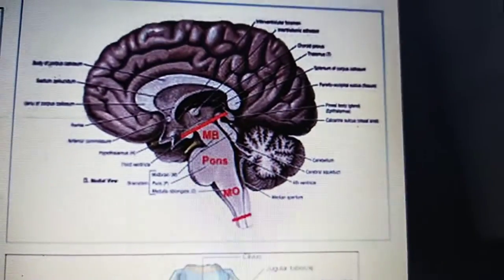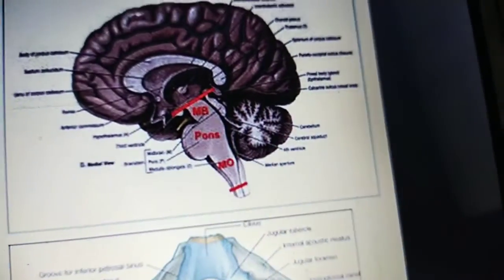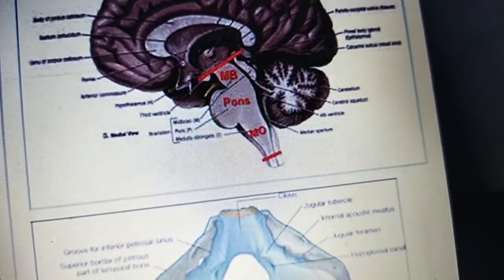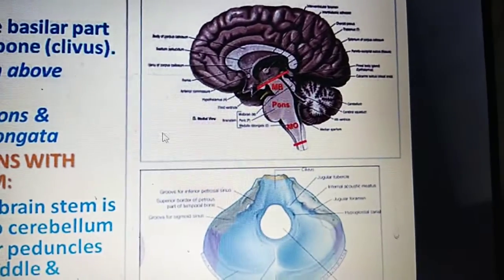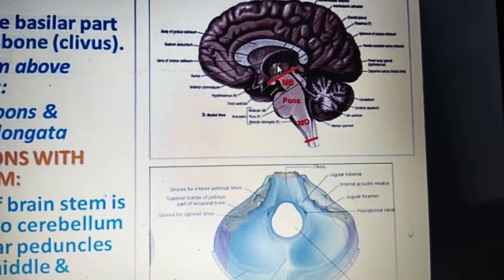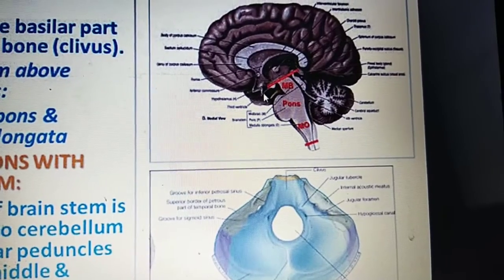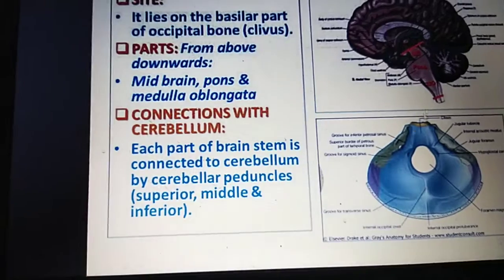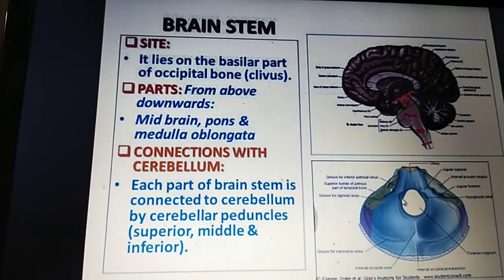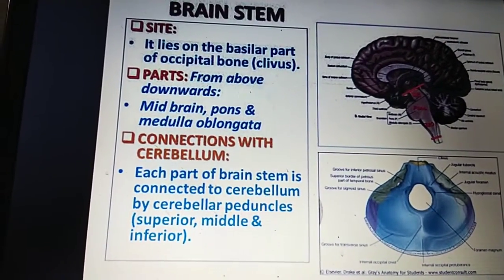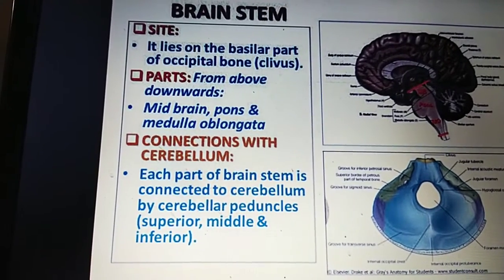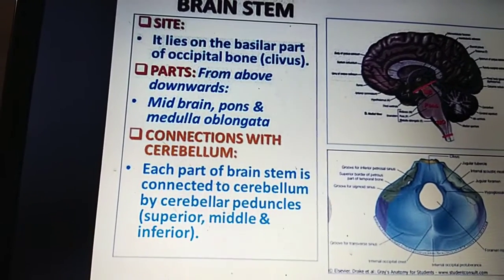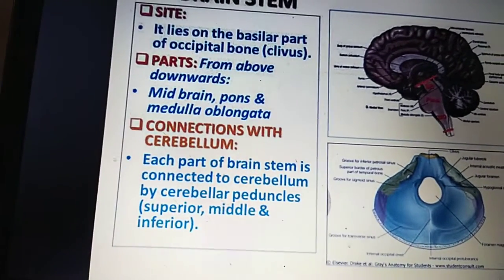You can see here in this picture, MB means midbrain, pons and medulla oblongata, and this is the thalamus and hypothalamus. As for the location or site, the midbrain lies on the basilar part of the occipital bone. The parts are already said: midbrain, pons and medulla oblongata.